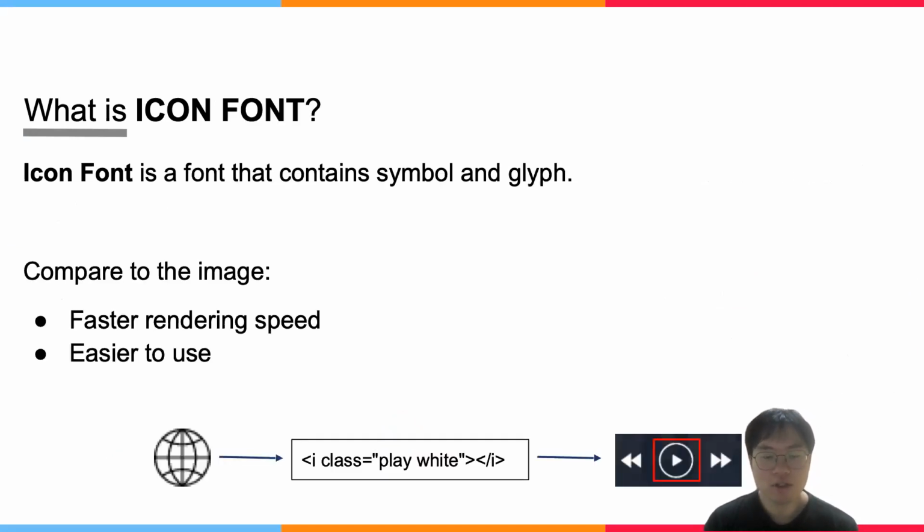What is the icon font? An icon font is just a font. Instead of containing letters or numbers, it contains symbols and glyphs. Compared to using images, it has faster rendering speed and is easier to use. For example, you just need to search for a package that contains the desired icon from an online icon sharing website. After importing the package, there's only one line of code describing what kind of icon needs to be rendered. Here, a white play button is rendered in the UI.